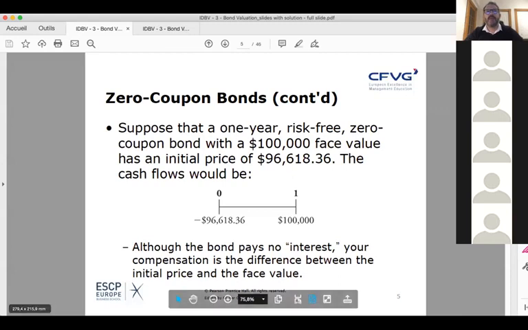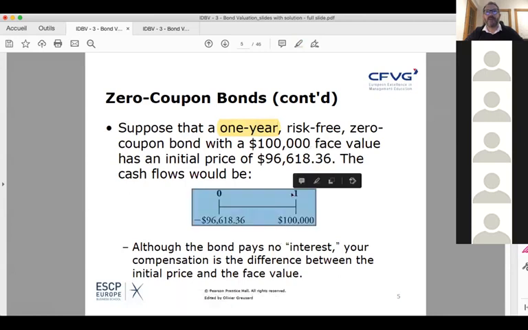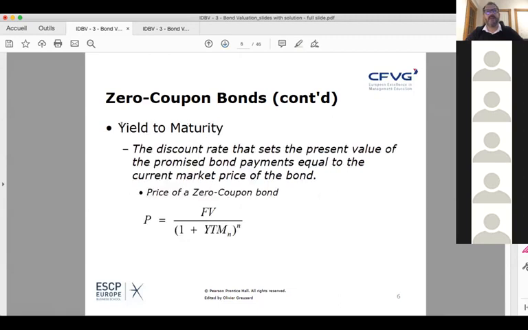And so we already talked about this example of a 1 year risk-free zero coupon bond. So you see it's 1 year long. You pay today and you receive 100 in 1 year. So the question is, what is the yield to maturity of this bond? We did that already.